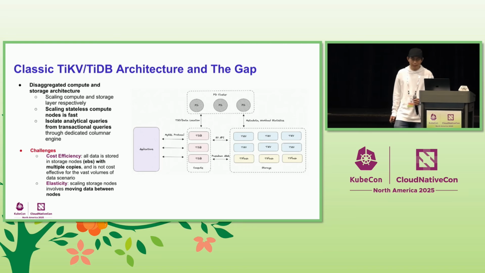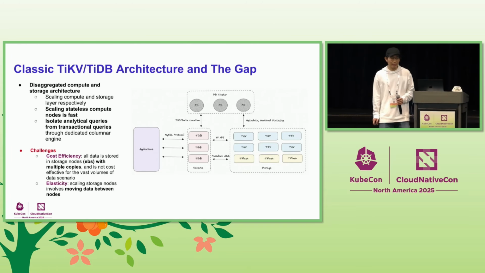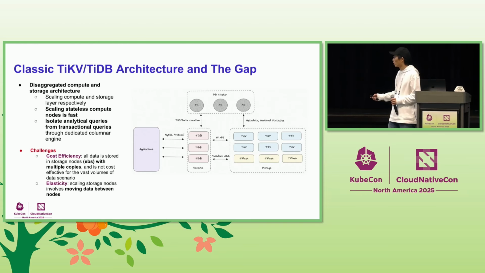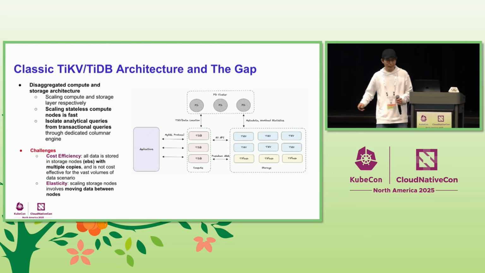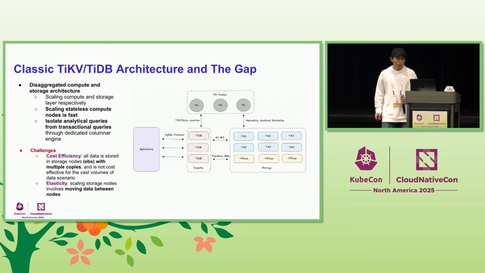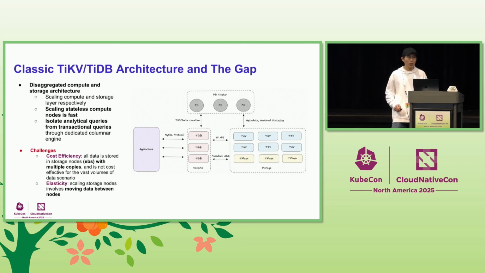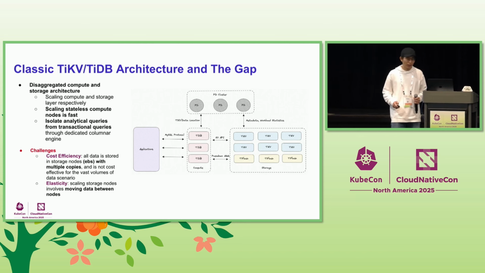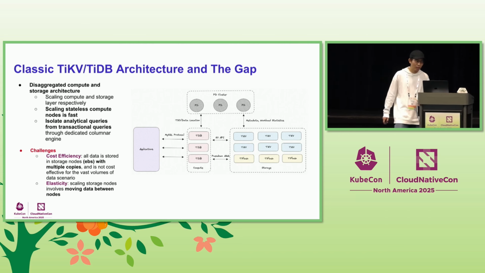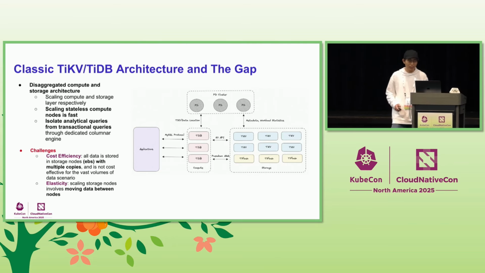And from the elasticity perspective, the compute layer scales fast because it's stateless. But when you come to the storage layer, the data is on each TiKV node. When we want to scale out or scale in the storage layer, it will involve moving data between these nodes. So you need to think about how this data moving can impact your latency, and how it can eat the resources and compete with your online traffic.